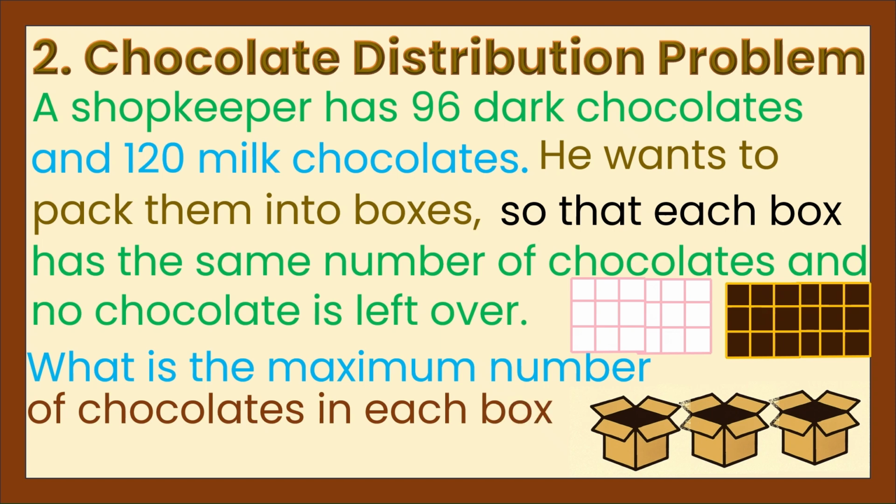Are we trying to find when things happen together? Or are we dividing items into equal groups? Here, we are dividing chocolate into equal boxes with nothing left over. That means we need the highest common factor, HCF.